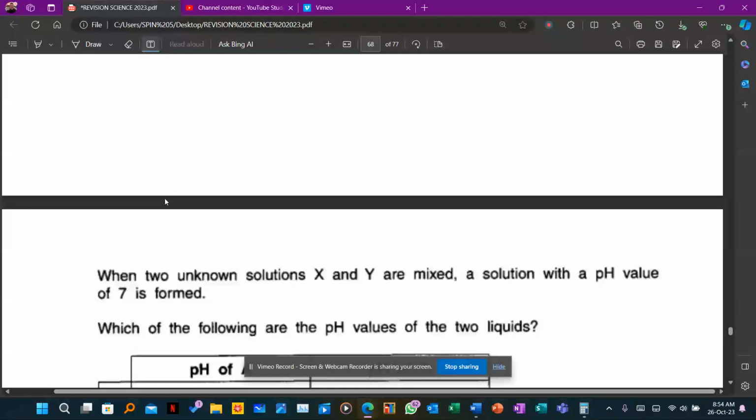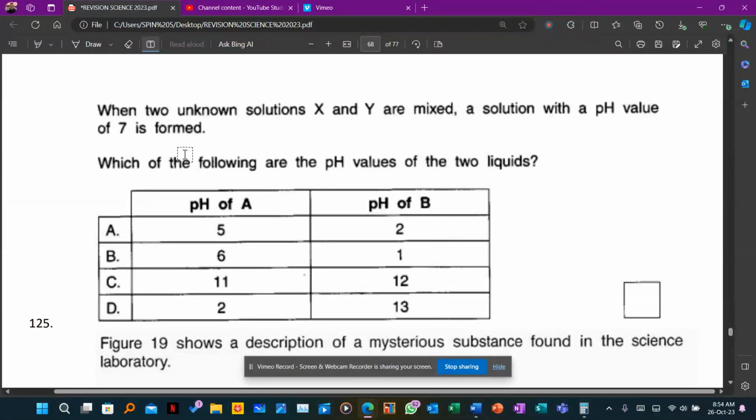Next one: X and Y are mixed, and a solution with a pH value of 7 is formed. In this type of question, students will think that it's just simple maths where you just look for the numbers, 5 plus 2, which is not true.